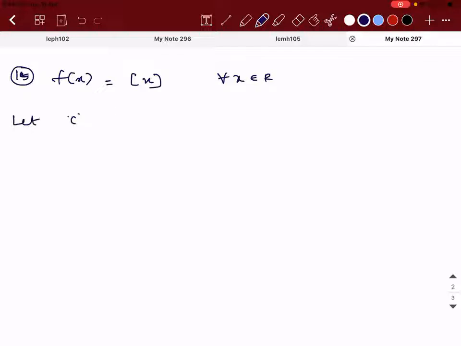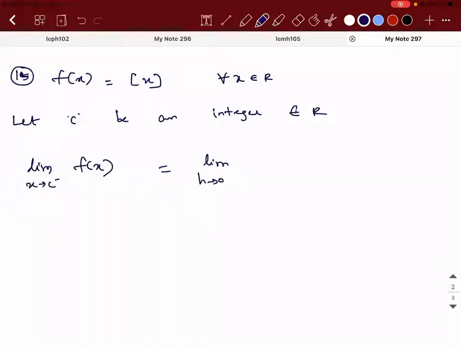Let c be an integer which belongs to R. Accepted. So limit x tends to c minus of f of x is equal to limit h tends to 0, what should I write? Greatest integer of c minus h. Accepted, guys? So when I say c is an integer, c minus h will be a value which is less than that integer. So when it is less than the integer, what will be the output of a greatest integer function? c minus 1.